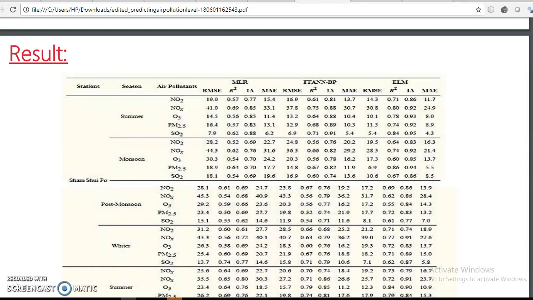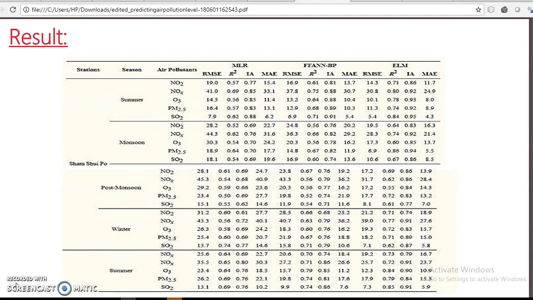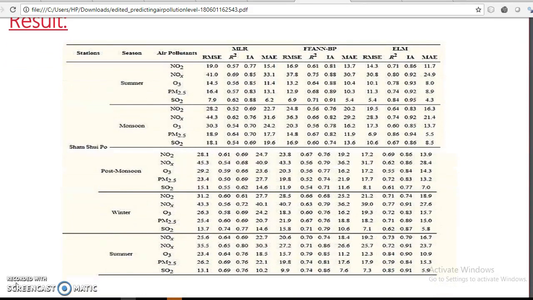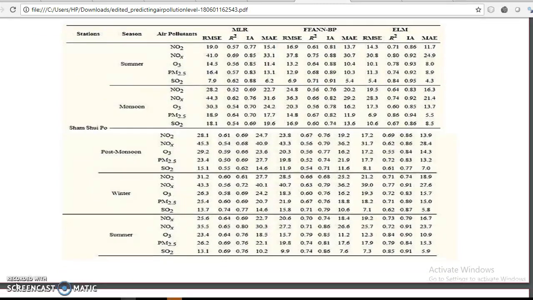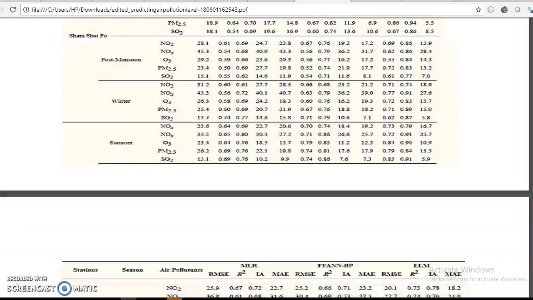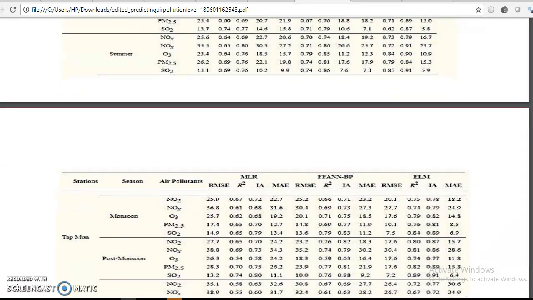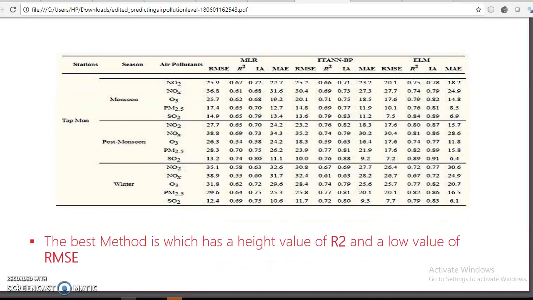So you can now see, according to the season, how the models are behaving in each of the algorithms. In the summer season, you can see different views on the multiple linear regression model, the neural network, and the extreme learning method. The same goes for monsoon, post monsoon, winter, and then back to summer, and lastly it comes to winter.